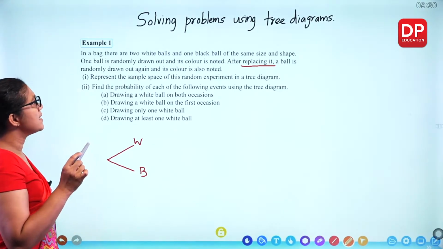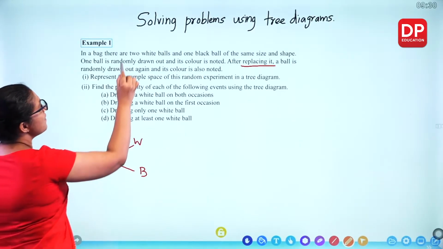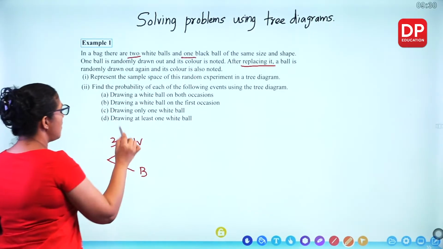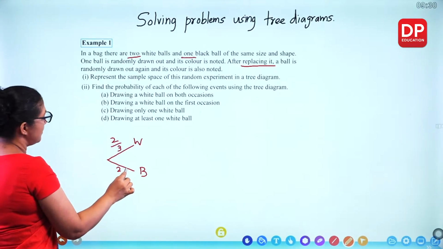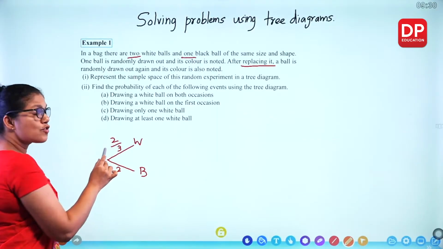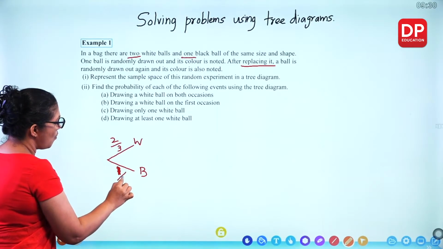So what's the probability? 2 whites are there out of altogether, this is 2 and 1, altogether 3 balls are there. So if this is 2/3, what's the probability of getting black? 1/3.